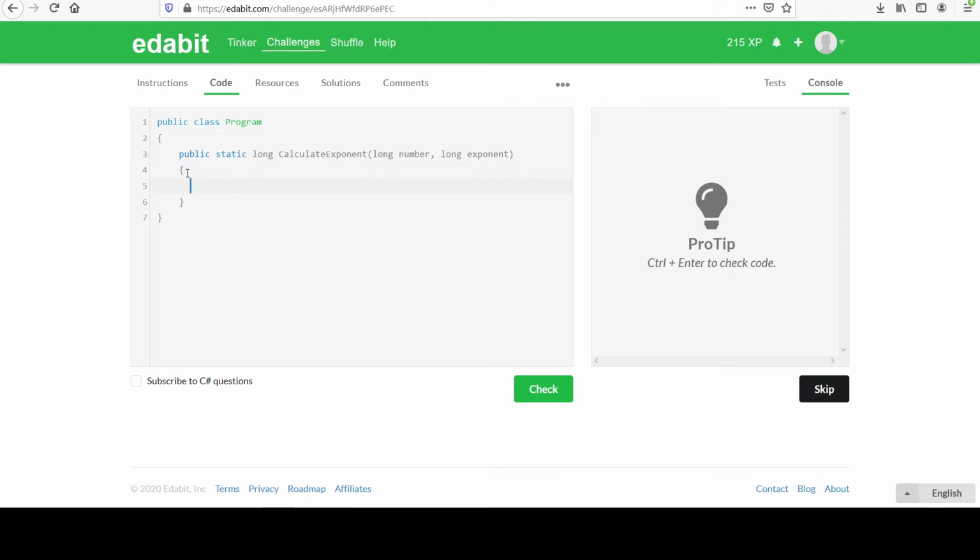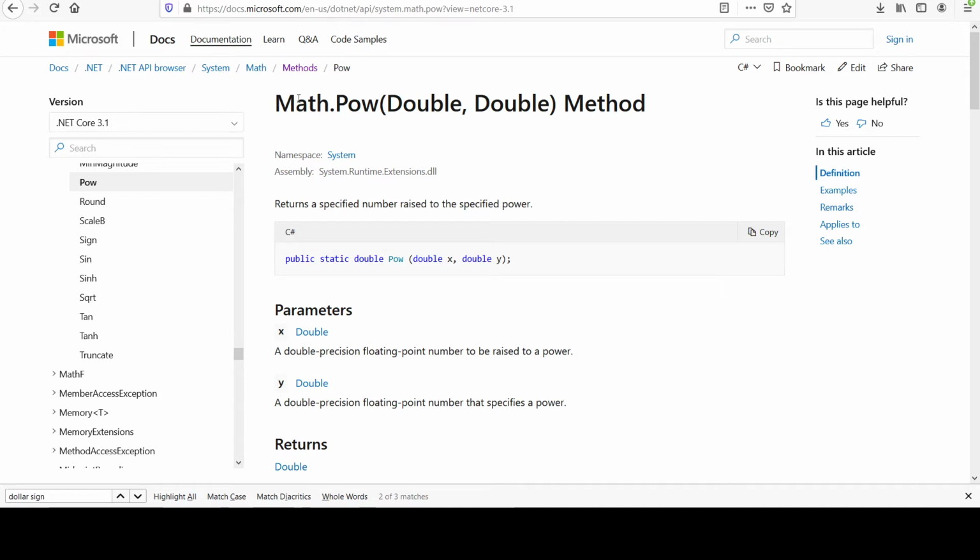Okay, for my solution, I found this handy POW method in the Math class, which is surely short for power. It takes two doubles. We've mentioned doubles a little bit in the past. They're double precision floating point numbers. They allow you to give decimal values so you don't have to use whole integers. So that's the signature of this method.